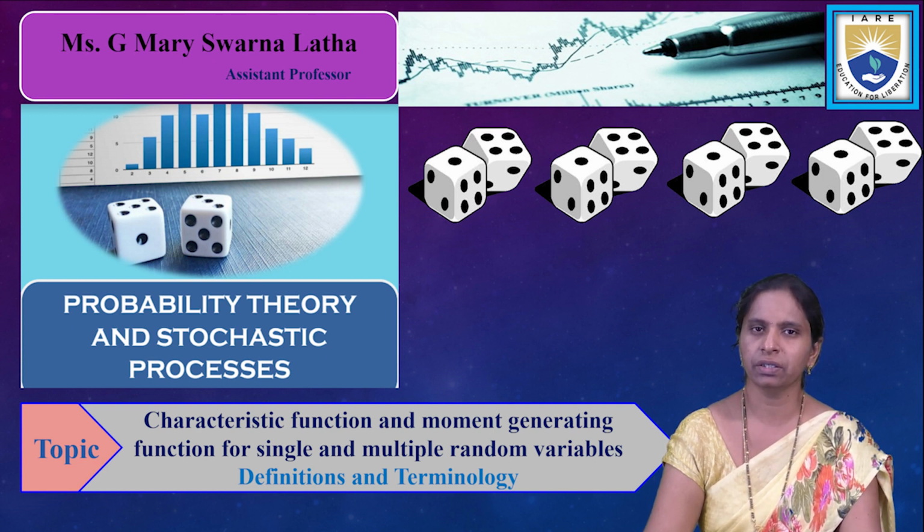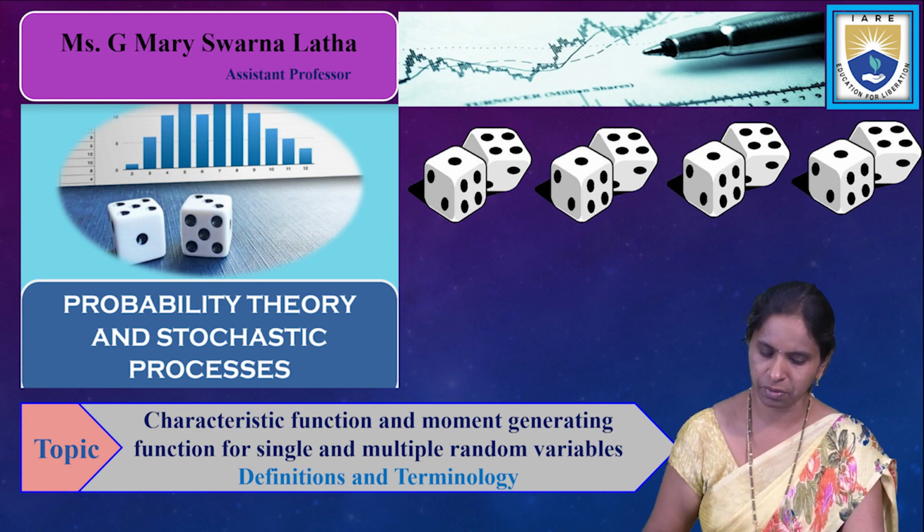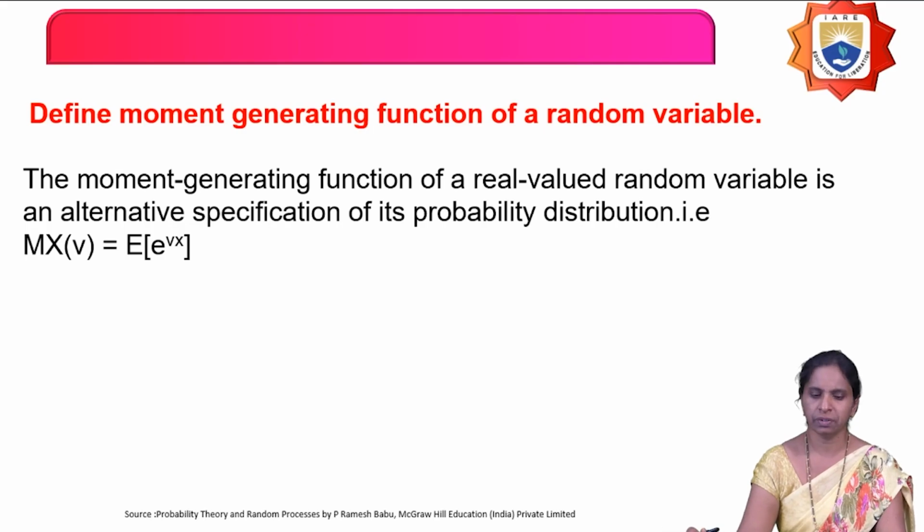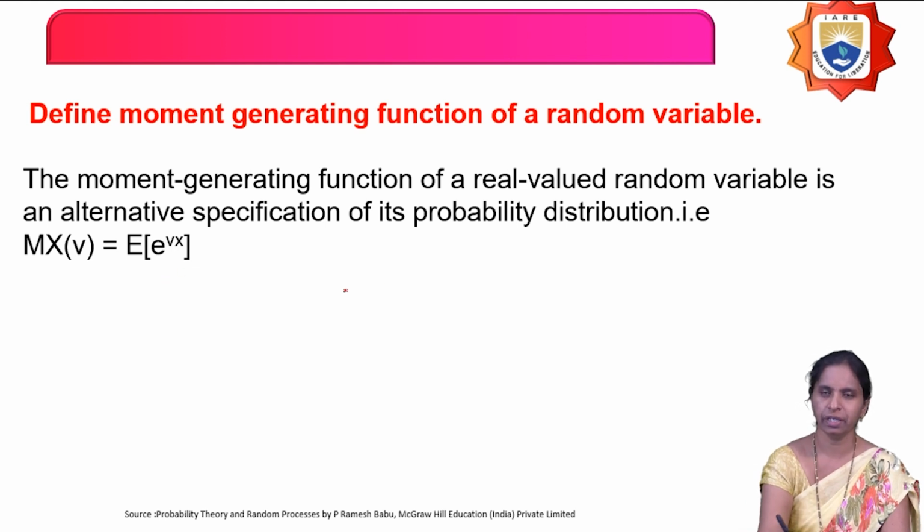In today's lecture, we are going to discuss the definitions and terminology of the characteristic function and moment generating function for single and multiple random variables. So, first, define the moment generating function of a random variable. The moment generating function of a random variable is nothing but the expectation of e power vx.